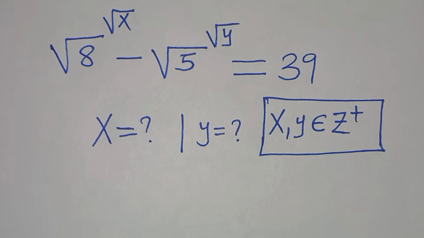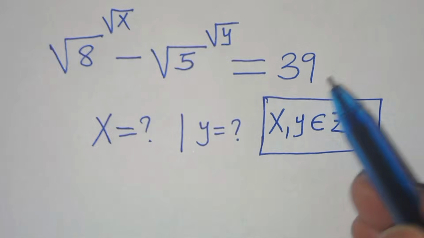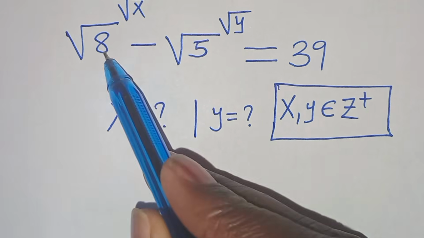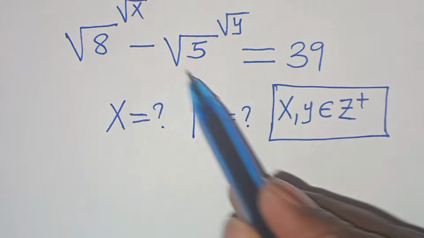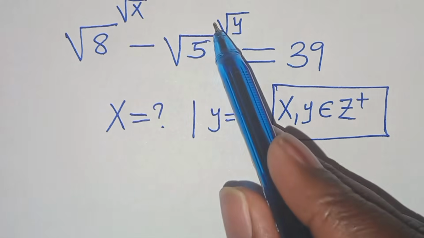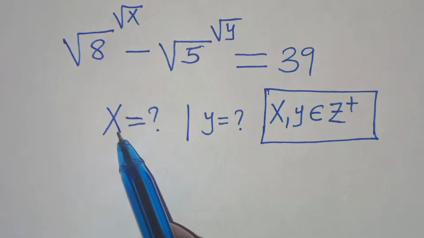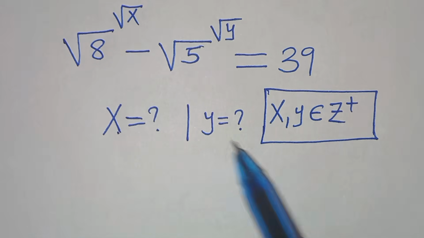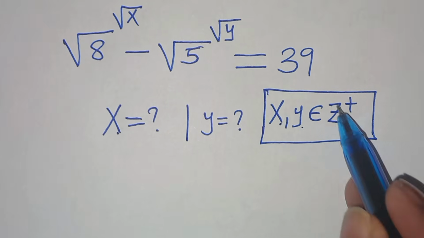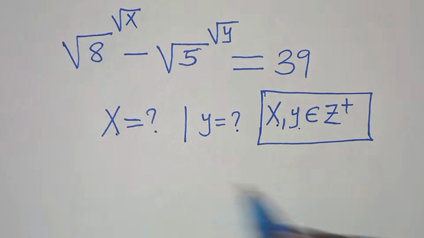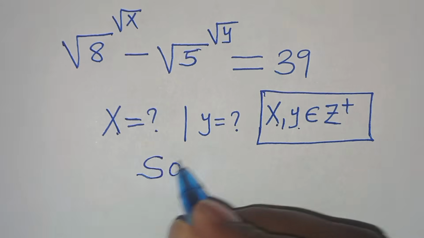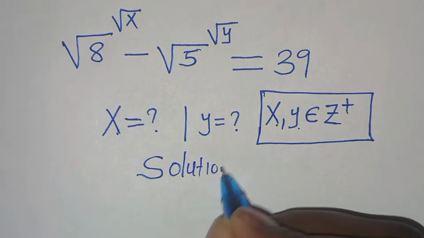You're welcome to solve this nice algebra problem: the square root of 8 to the power of square root of x, minus the square root of 5 raised to the power of square root of y, is equal to 39. So what is the value of x and what is the value of y, given that x and y are members of positive integers? Now let's provide a solution from here.